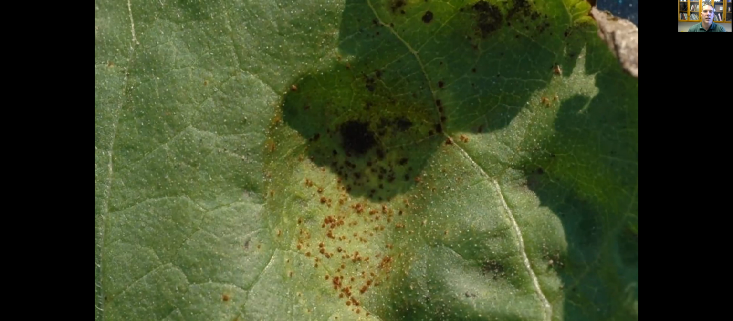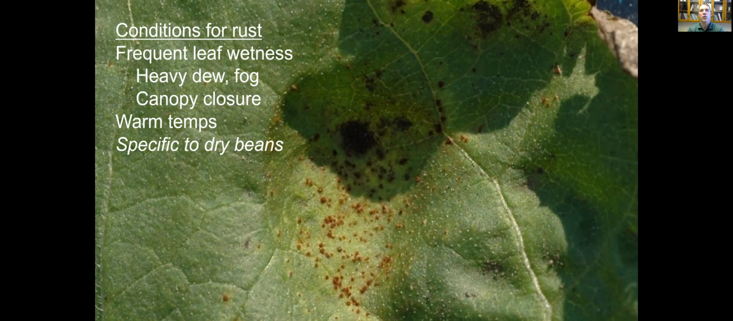So rust is very specific to each crop that it occurs on. So rust to dry beans doesn't go to sunflowers, and rust on wheat doesn't go to dry beans, for example. But I'm showing you a picture of a sunflower leaf to start. And the reason is that it illustrates a point about rust needing free moisture. It needs dew, it doesn't need rain.